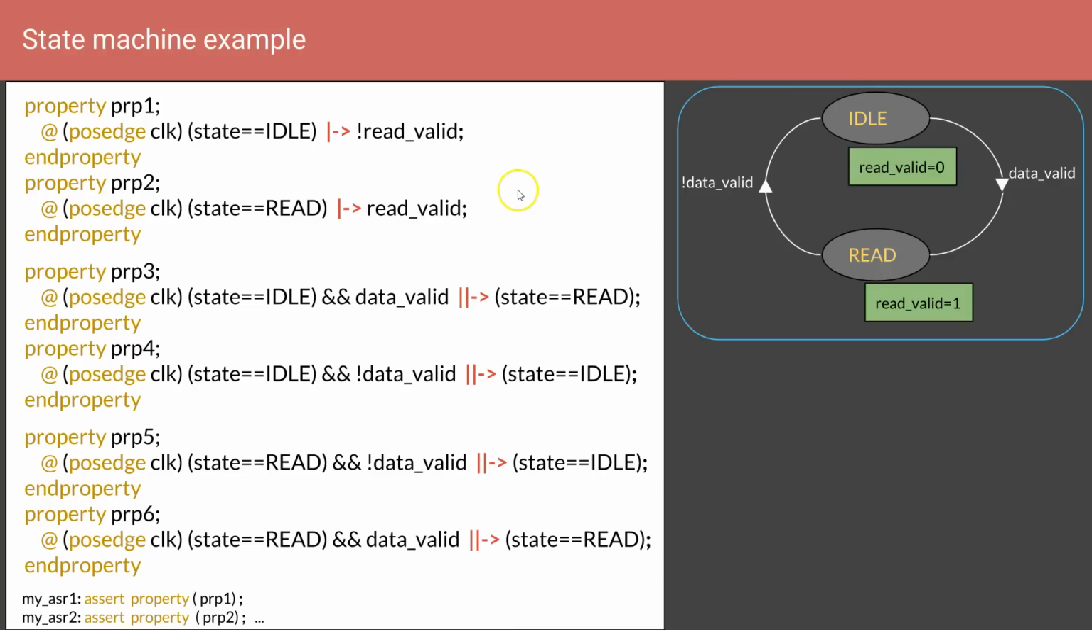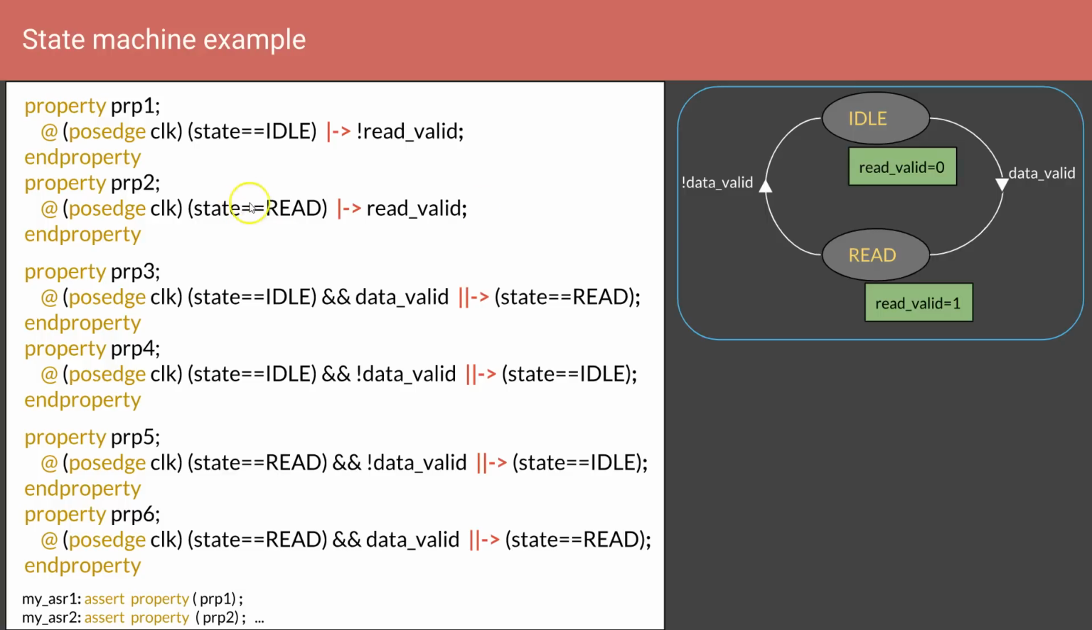So here are a few properties defined for this state machine's transitions. It's quite simple. We are using both the same cycle implication and next cycle implication operators. The first property is defined as: at the positive edge of clock, if the state is idle, then in the same clock cycle, read valid should be equal to 0. So when the state is idle, the output read valid should be 0.